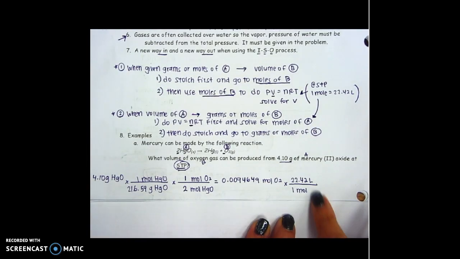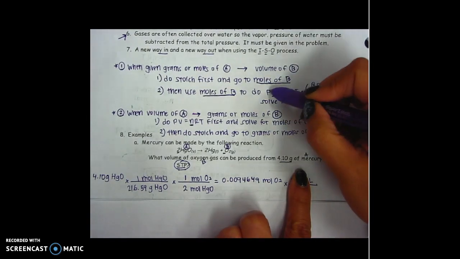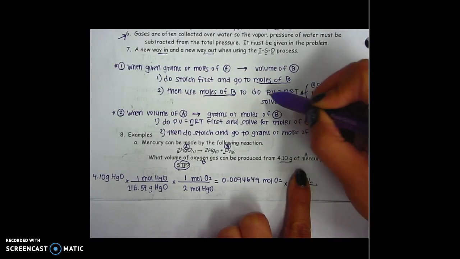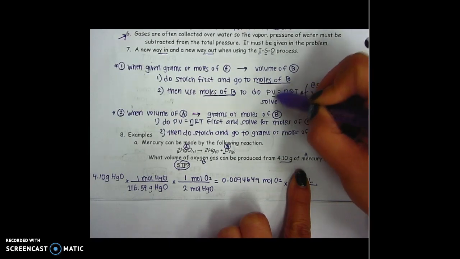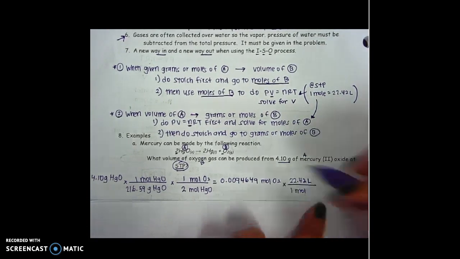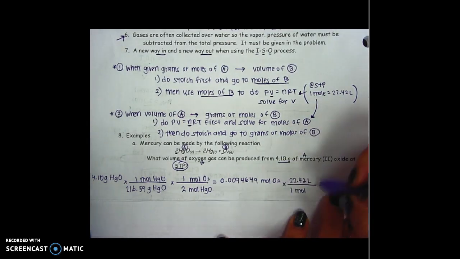If this were not at STP, then I would use my PV=nRT equation. The moles are going to go in for the n. I would plug in my pressure, my R constant, my temperature, and then I'm going to be solving for the V. But this is just the easier way to do this because you're just using a quick ratio to get to your answer. So I have the answer still on my calculator. I'm going to multiply by 22.42. And how many sig figs do we need here? We started off with 1, 2, 3, so we're going to end with 3.